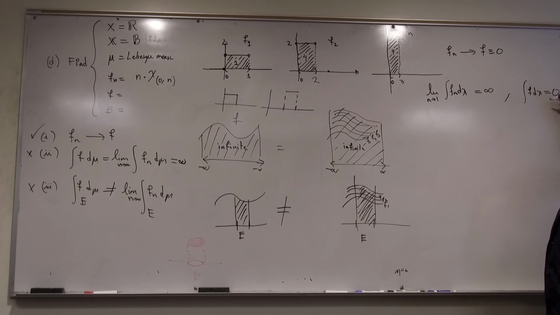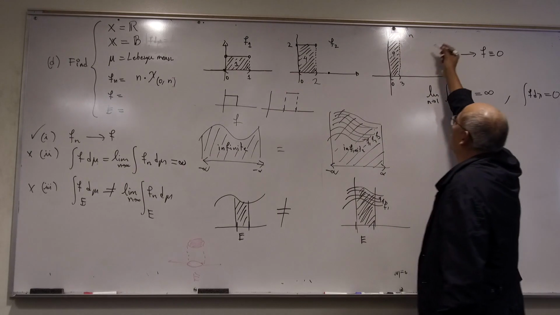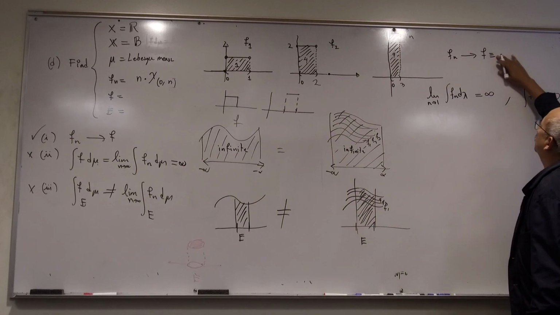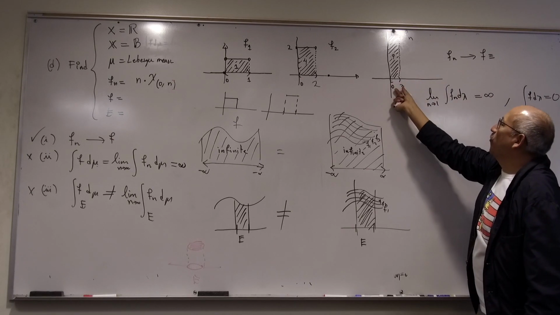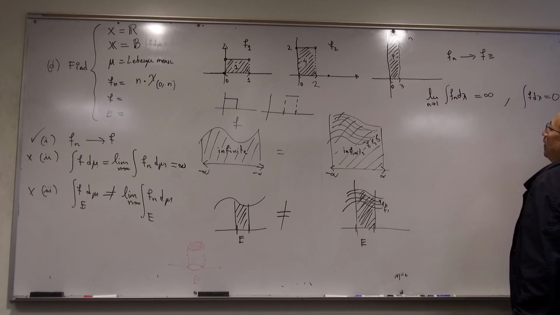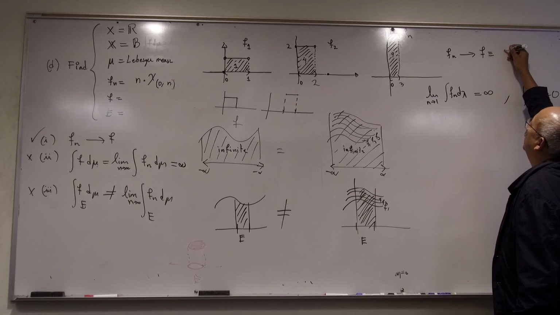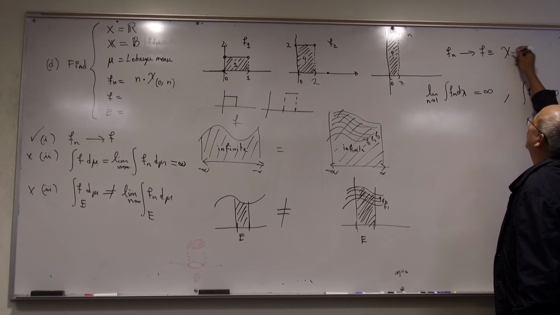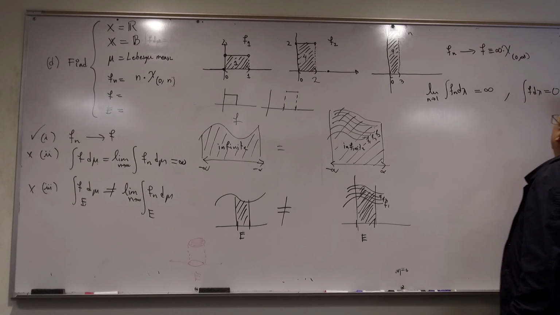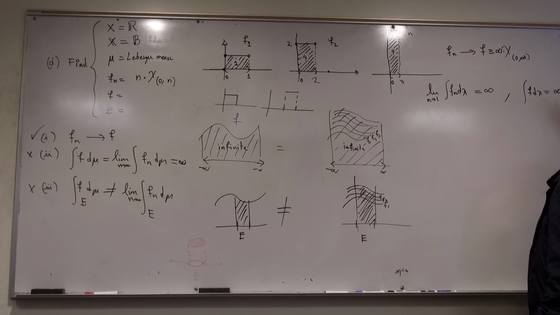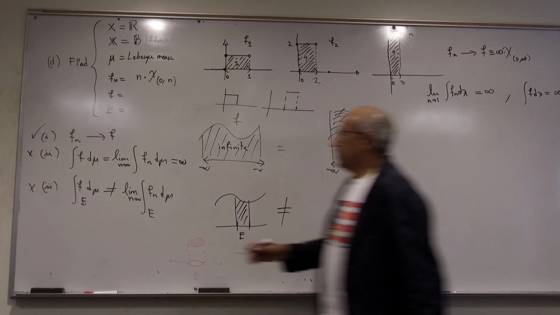But it converges to what? This function converges to what? N squared. This kind of looks small, but in reality it's supposed to be big. So it converges to the characteristic function of 0 to infinity times infinity. So there you go, it's going to be infinity. All right, so good job. This equals that.